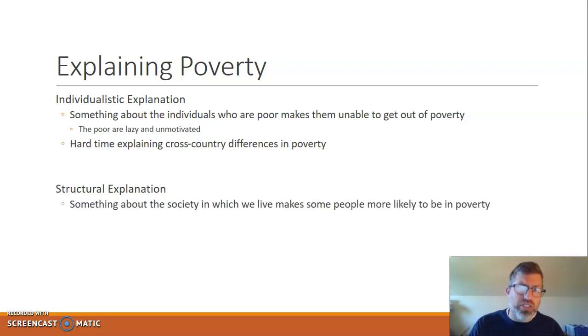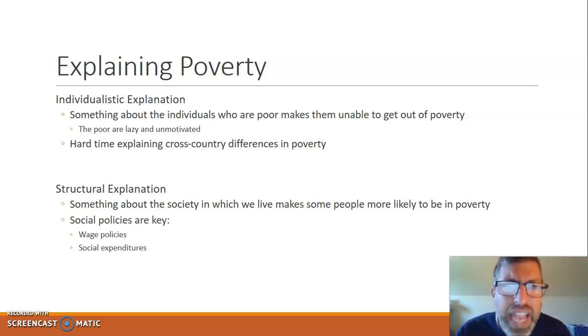And so most sociologists have moved towards thinking about this in structural terms, to say, no, there's something unique about the society in which we live that makes it more likely for some people to be living in poverty. Right? There are particular traits about Sweden that make that poverty rate lower than the U.S., which has a much higher poverty rate. And here, the explanations are quite clear and quite motivating, that there are key social policies in place that reduce poverty in those low poverty rate countries.